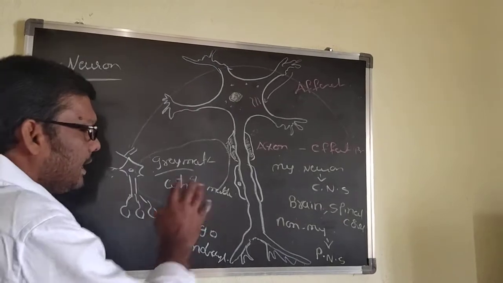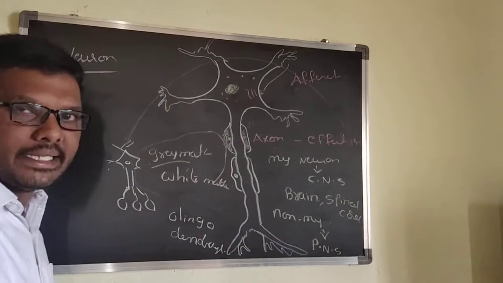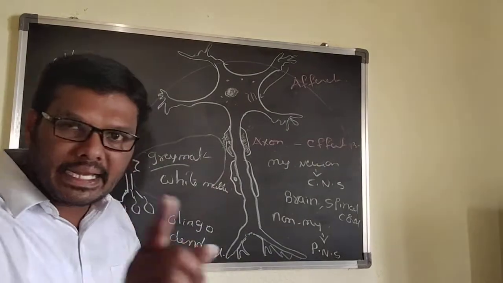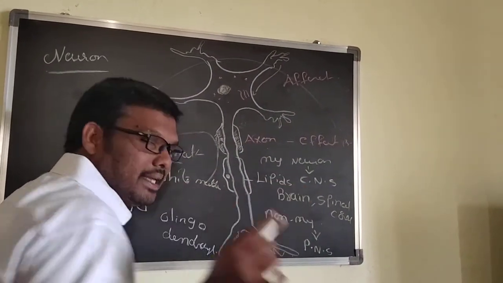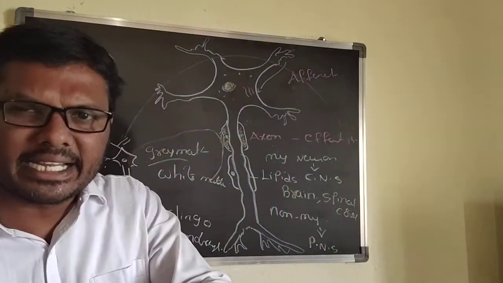That's why here they form a myelin sheath. See here, the myelin sheath mostly consists of lipids. Myelin sheath mostly consists of lipids. What do lipids indicate?